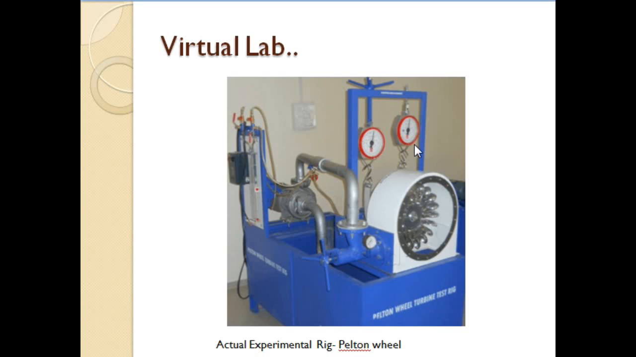Here is the mechanical loading. You can see the load acting on the Pelton wheel. Accordingly, you can calculate the output power using 2 pi NT by 60,000. This area is to measure the suction pressure and delivery pressure, so that you can calculate the water energy, or we can say fluid energy, that is pressure into discharge. Here there is a setup for switching on and off. In the next slide we can directly start the virtual lab to conduct the experiment on the Pelton wheel, and then plot the graphs.